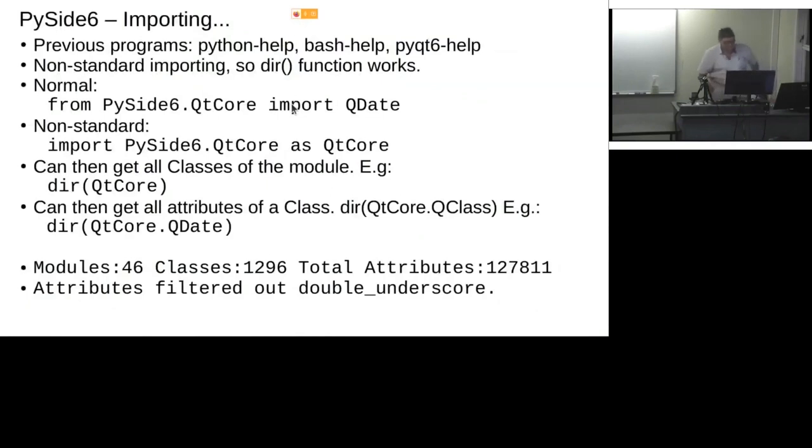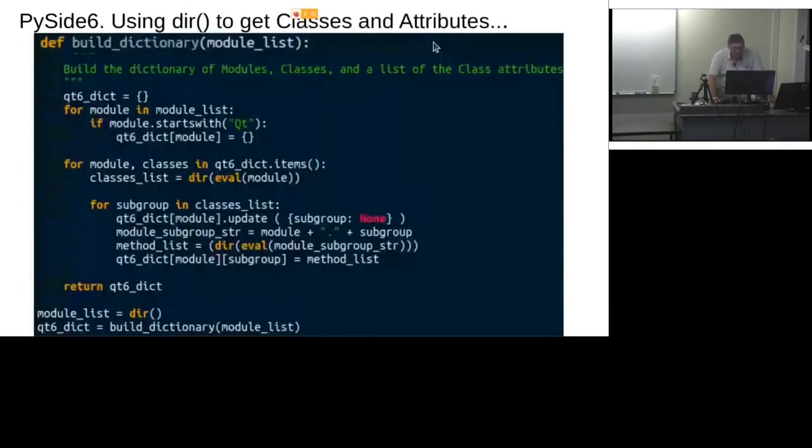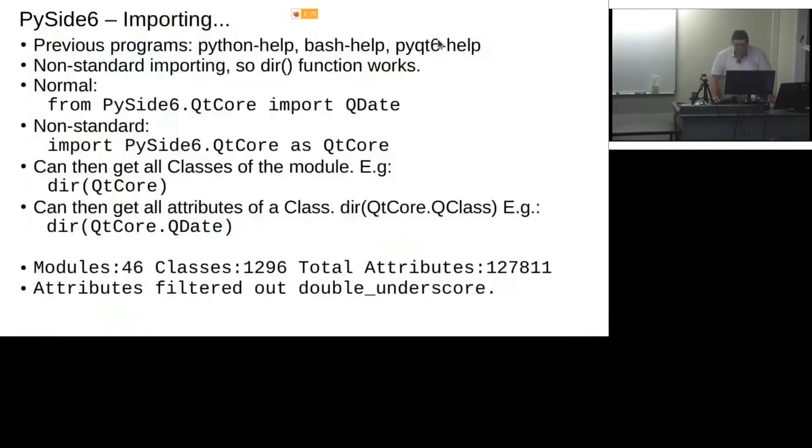For importing, this is with regard to the little program I've written. I should mention that I also wrote this and displayed something a lot simpler, but it was the Python help, and I also did a bash help similar to that. And I've done a PyQt6, no, that should say PyGTK6, 4, sorry. Yeah, so I also did one for GTK4. Anyway, when I run this program, so that the DIR function works and I can get all the classes and get all the methods and stuff, I have to do a little bit non-standard sort of importing.